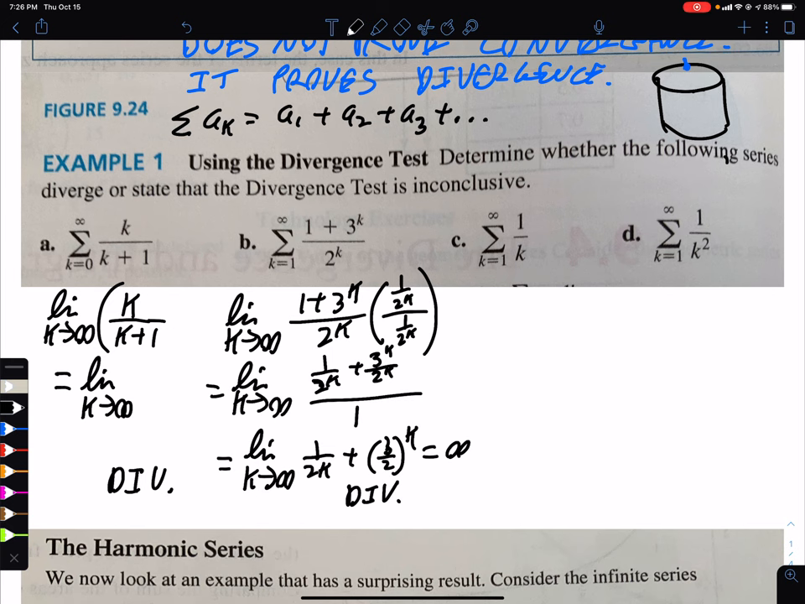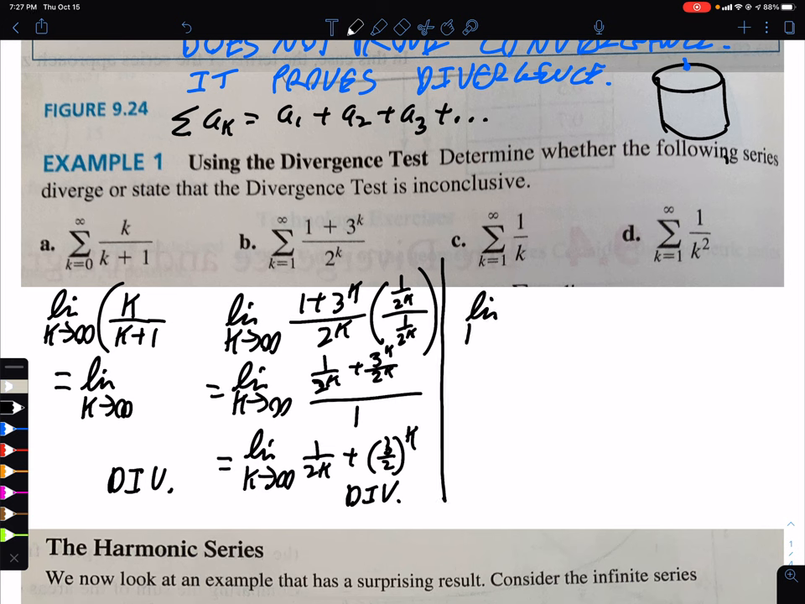We have 2 more examples to go through. We'll keep on going. Let's do the next one. So this next one is going to become a very familiar series for you. It's called a harmonic series. It will become a friend to you because you're going to see it a lot.